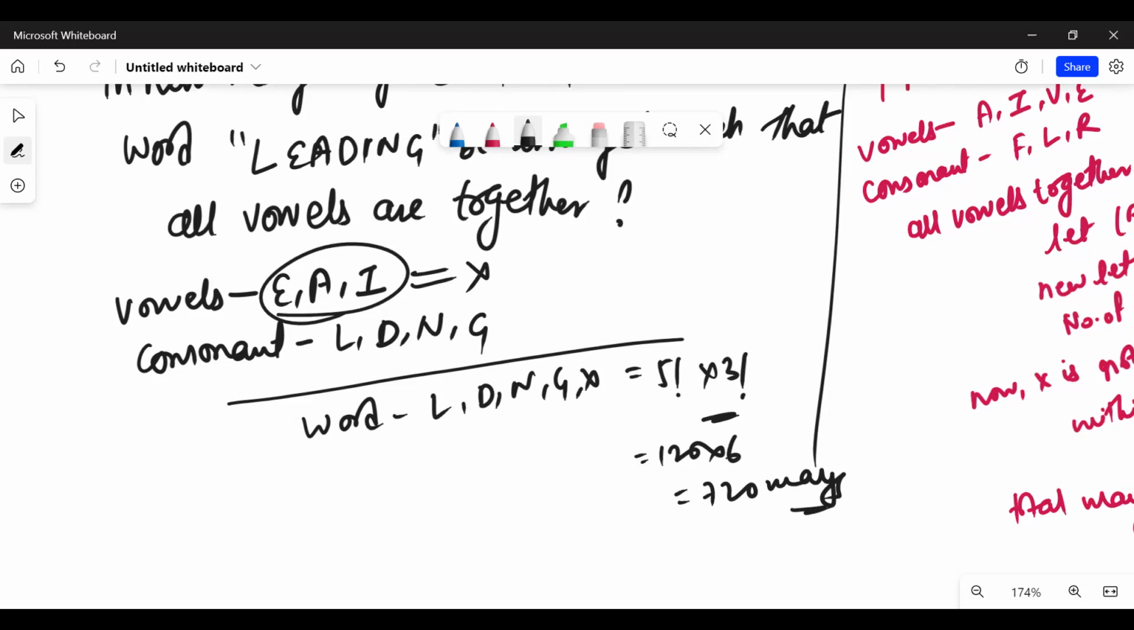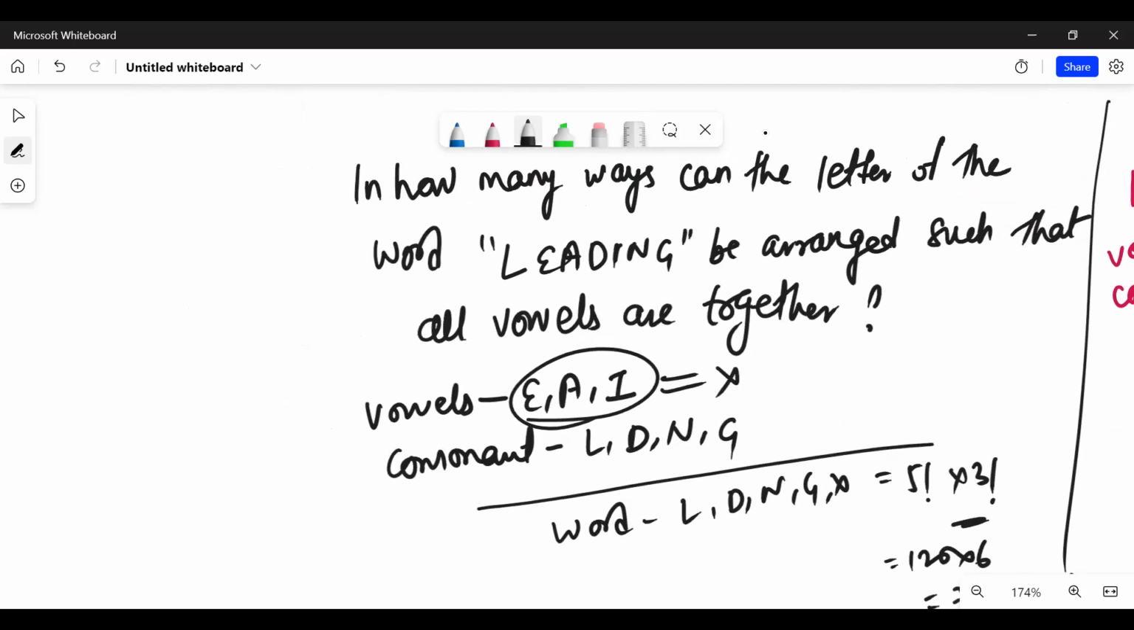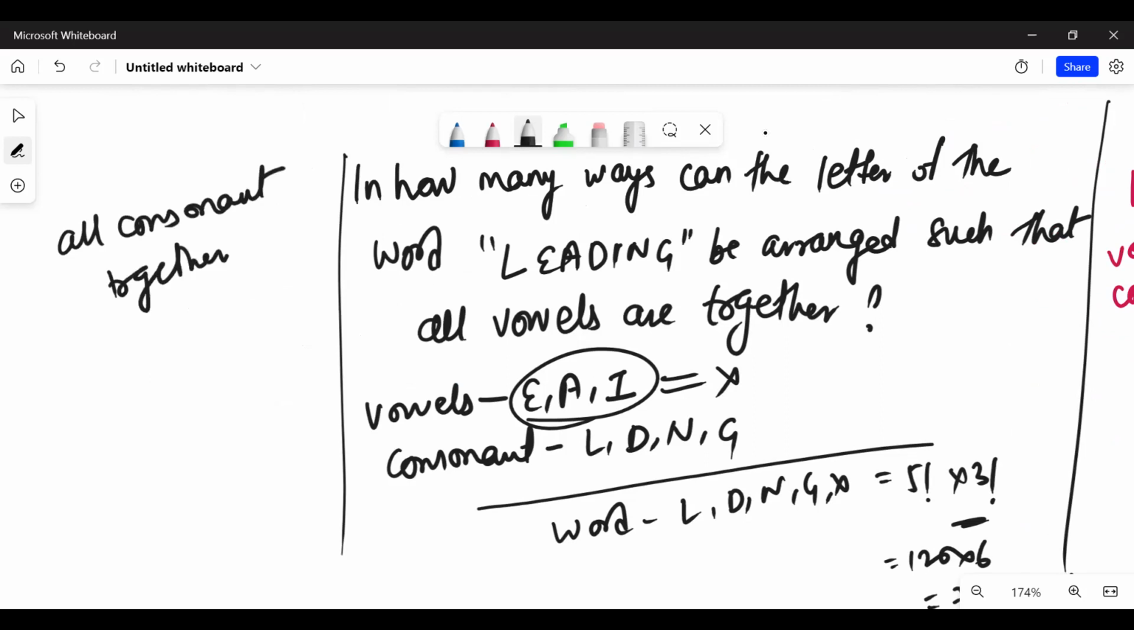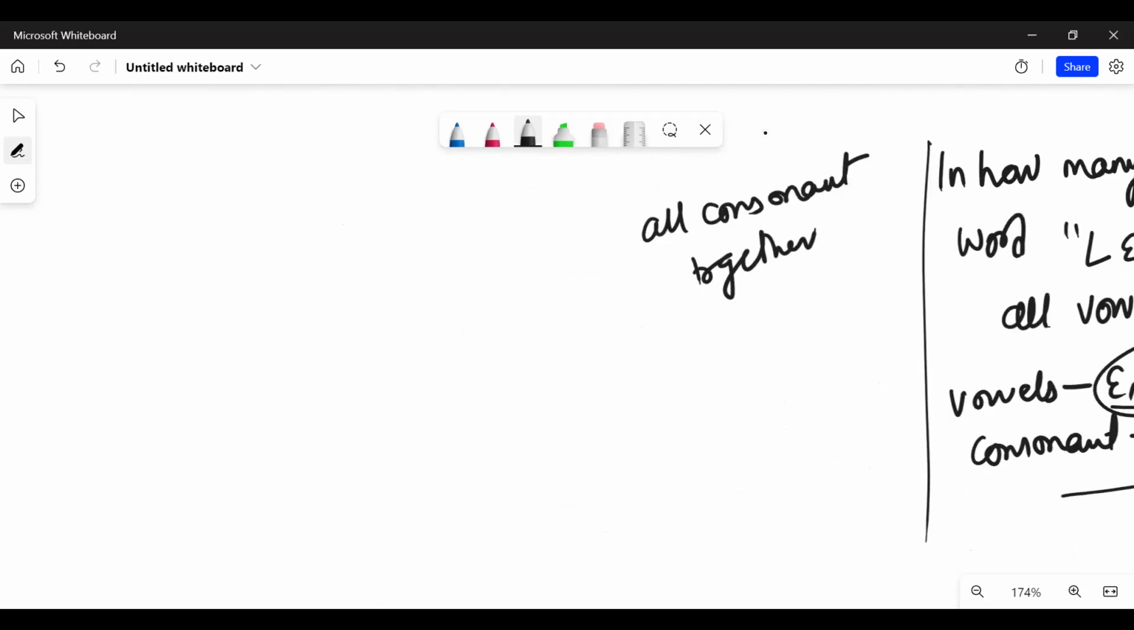Yes, sir. If I ask you all consonants together, same question. In place of vowels, if I ask all consonants together, in how many ways can you arrange the letters of the word leading such that all consonants are together? 4 factorial into 4 factorial. Very good. You understood. Does anybody have any doubt?